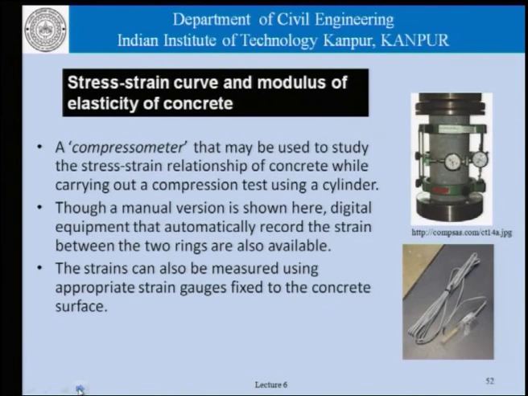Now, coming to the stress strain curve and the modulus of elasticity of concrete, that again is a very important property, and sometimes we use a compressometer as shown here with a cylindrical specimen. The load is applied to the cylindrical specimen and the deformation in the cylinder is measured or recorded using either dial gauges, shown here in a compressometer, or normal strain gauges fixed to the surface of concrete, and we get the stress strain curve of the concrete. Based on the stress strain curve we can calculate the modulus of elasticity.